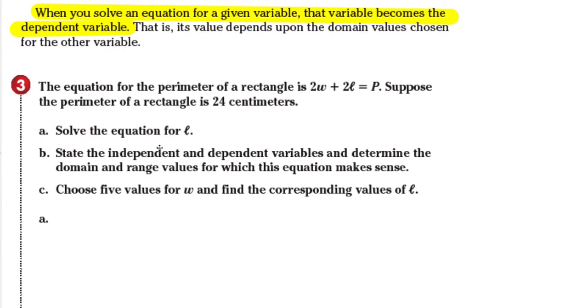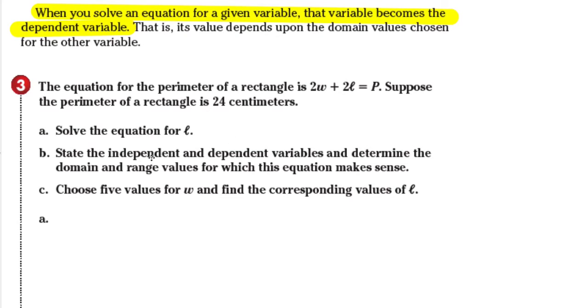Let's take a look at example number 3 and apply what we know. The equation for the perimeter of a rectangle is 2w plus 2l equals p. Suppose the perimeter of the rectangle is 24 centimeters. We want to solve the equation for L. When you solve for a variable, it becomes the dependent variable, so L becomes our dependent variable because it will depend on the input of our independent variable.